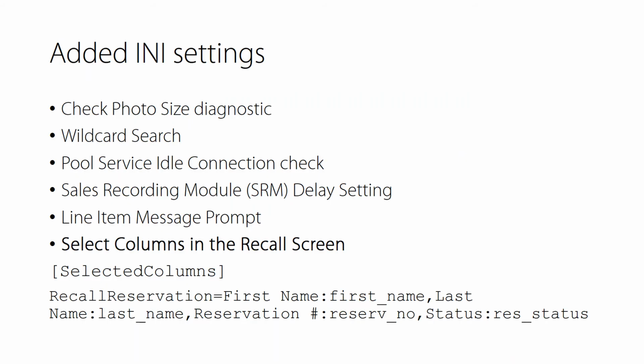A new section has been added to the INI called Selected Columns that allows the user to decide which columns are displayed when reservations are recalled. Information such as first name or reservation number may be removed and other fields from the Reservation table may be added based on your needs.